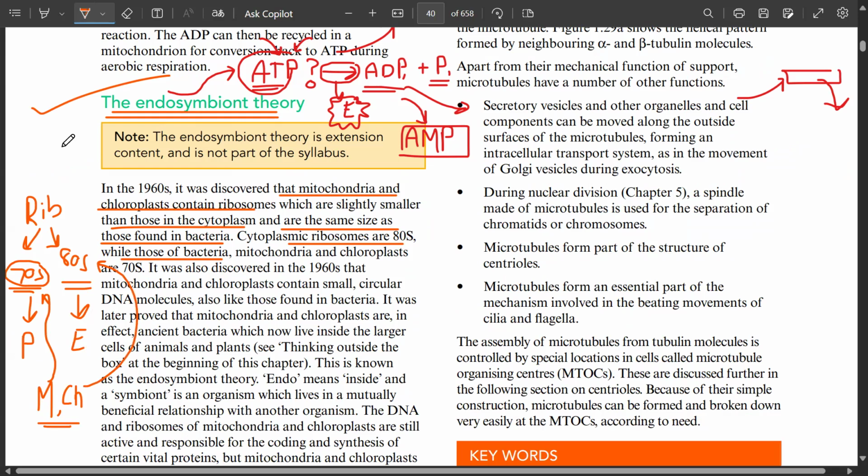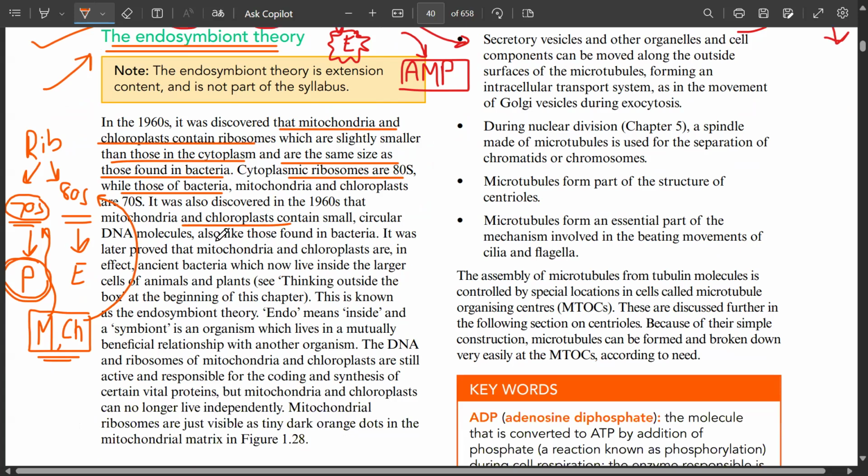Because the endosymbiont theory tells you that these mitochondria and chloroplasts basically evolved from prokaryotes, because prokaryotes also have 70S ribosomes. Got it? It was discovered in 1960 that the mitochondria and chloroplast contain small circular DNA molecules, like those found in bacteria. It was later proved that mitochondria and chloroplast are in effect ancient bacteria. They were part of those prokaryotic bacteria which lived inside the largest cells of animals and plants. This is known as the endosymbiont theory.